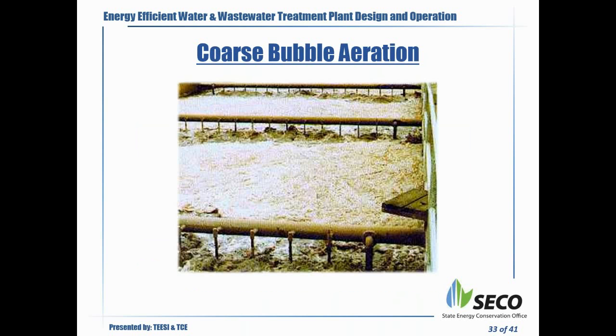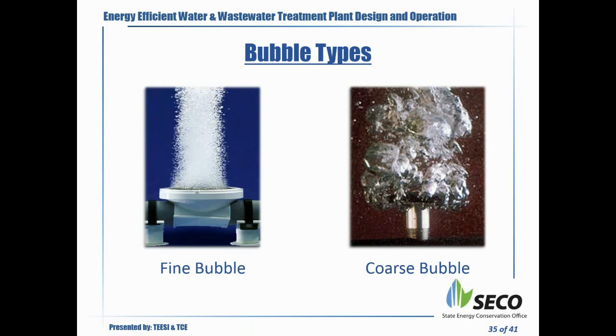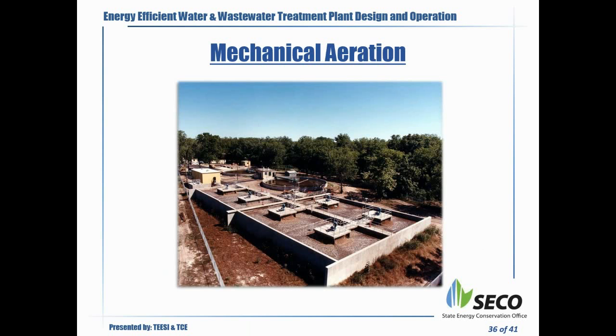This next slide is simply a photograph of a coarse bubble aeration basin. And the next shows a fine bubble aeration basin, how it has a fuller coverage of your flow area and not as much turbulence on the top of the water. The next slide is just an underwater photo of the difference between a fine bubble and a coarse bubble. The next slide is a typical plant that utilizes mechanical surface aeration. And these are simply mechanical surface aerators that both mix and apply oxygen or air into the wastewater.